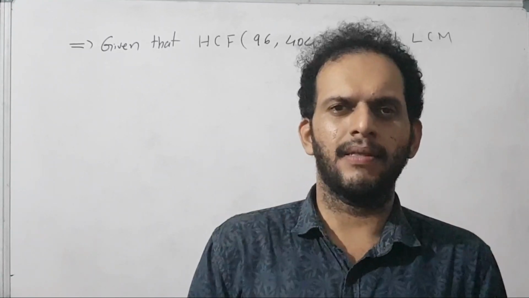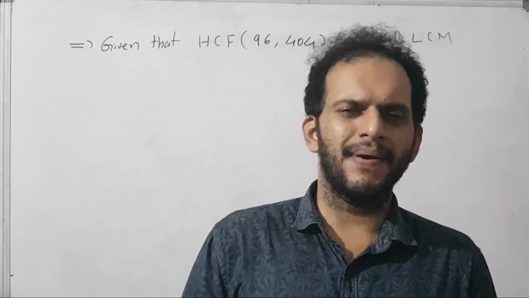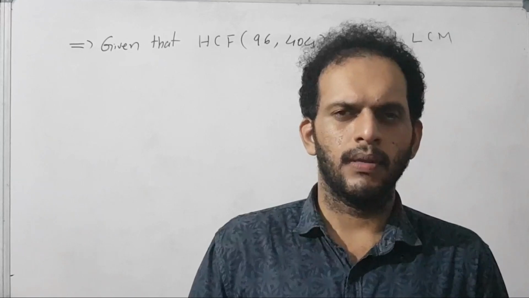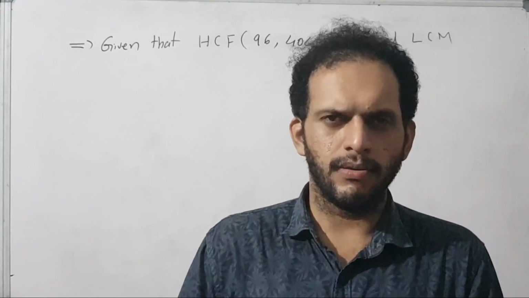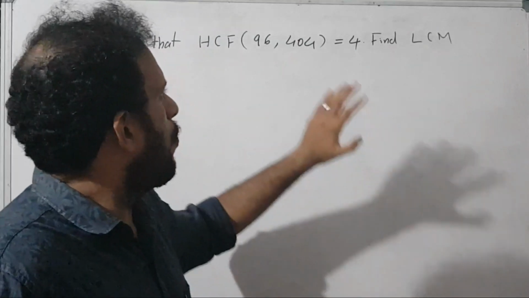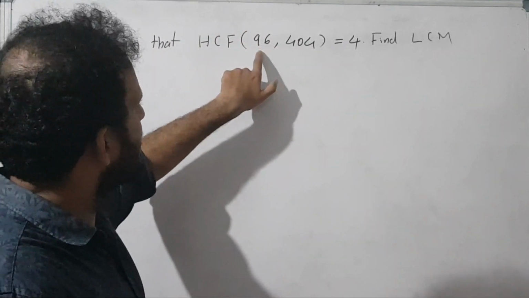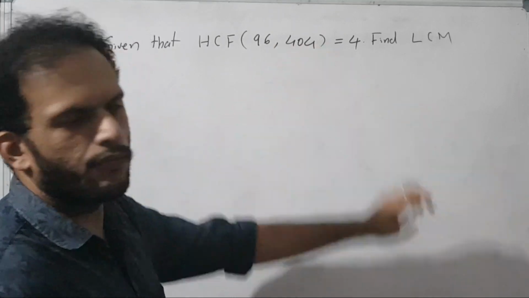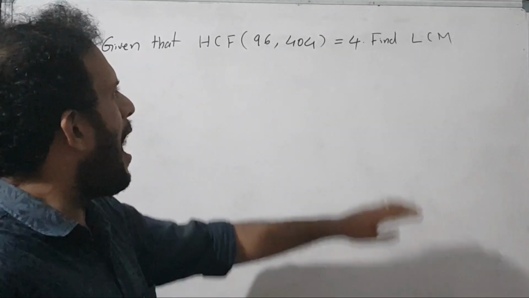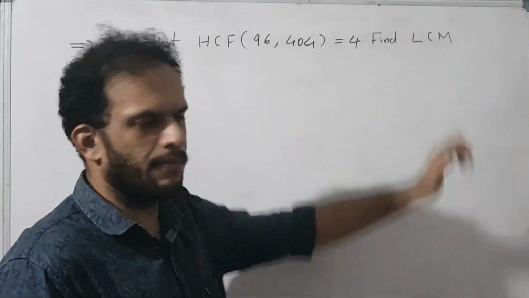എല്ലാ സമയത്തും നമ്മൾ അപ്ലൈ ചെയ്യുന്നത് ഒരൊറ്റ ഒരു ഐഡിയ ആണ്. ഏതാണ് ഐഡിയ? പ്രൊഡക്റ്റ് ഓഫ് നമ്പേഴ്സ് ഈസ് ഈക്വൽ ടു എൽ സി എം ഇൻറ്റു എച്ച് സി എഫ്. ഓക്കെ. സോ ഹിയർ വാട്ട് ആർ ഗിവൺ? ഹിയർ ഈസ് ഗിവൺ ദ നമ്പേഴ്സ്. വാട്ട് ആർ ദ നമ്പേഴ്സ്? 96 ആൻഡ് 404. And HCF is 4 and we want to find LCM.